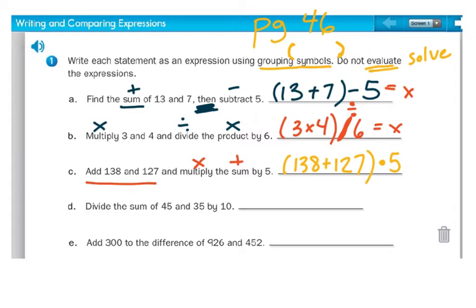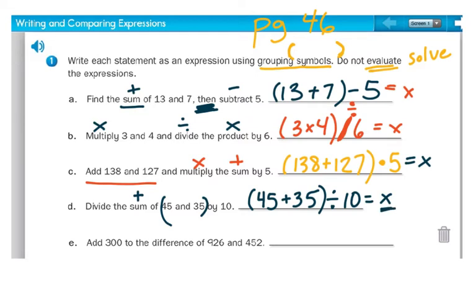All right, D, divide the sum, remember sum means add, of 45 and 30. So the fact that they say and, I know I'm going to be putting parentheses around those, and then divide by 10. So let's take 45 plus 35 and divide that sum. So we have to figure out the sum before we divide by 10. You don't have to put equals. X just stands for what that would be if we would solve it.